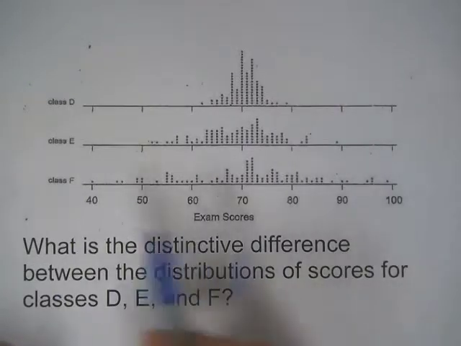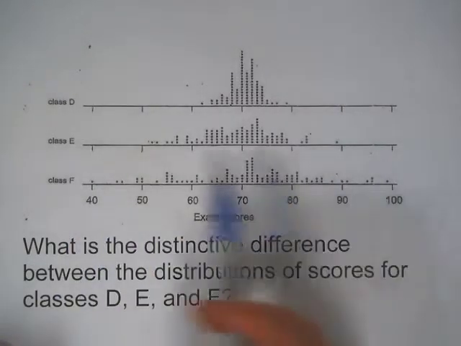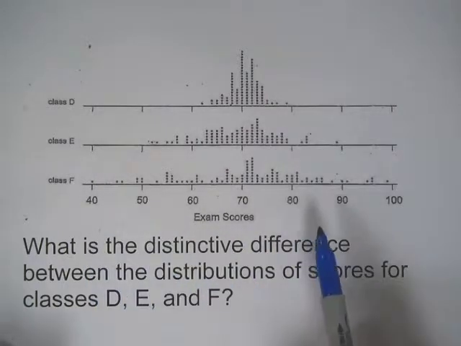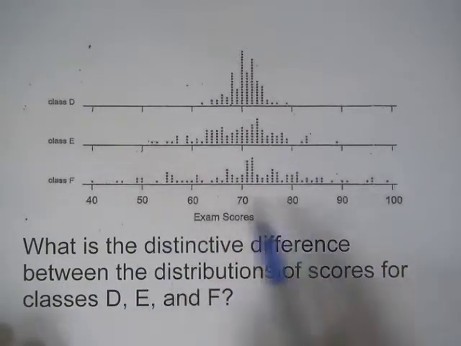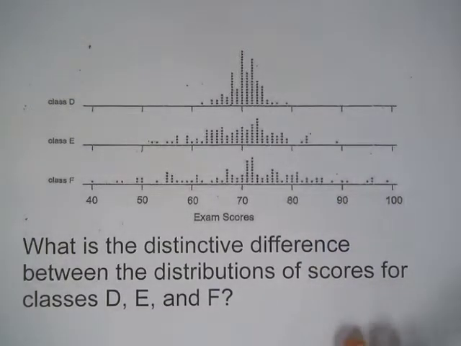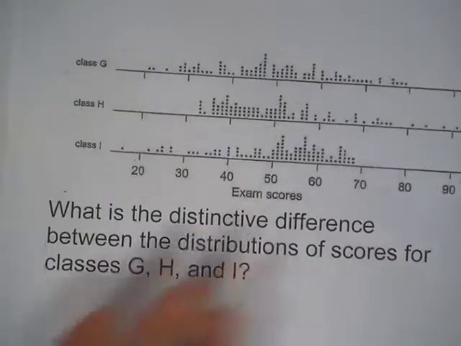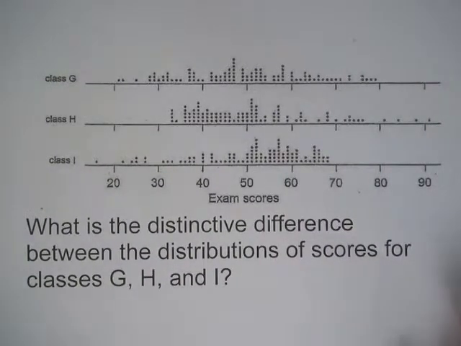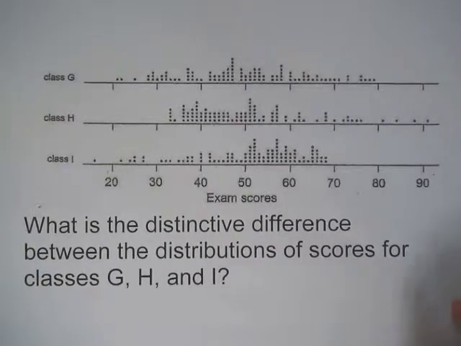So when you have high variability or high spread, the scores are a lot less predictable. But in this case, there is the possibility of getting a really good score. Okay, let's look at three more classes. Now we're looking at G, H, and I. What is the distinctive difference between the distributions of scores for classes G, H, and I?